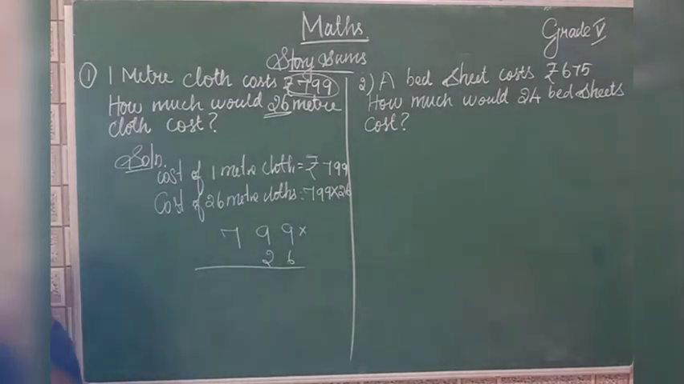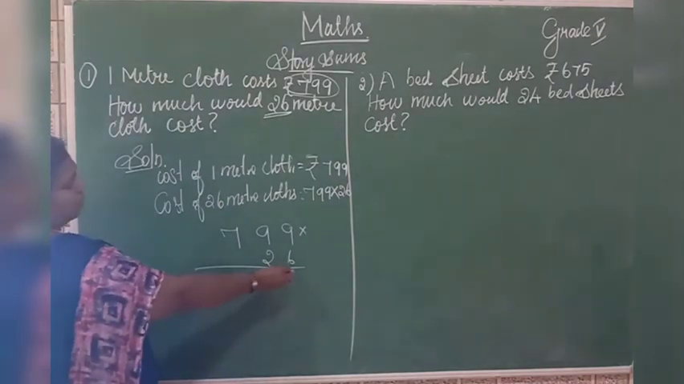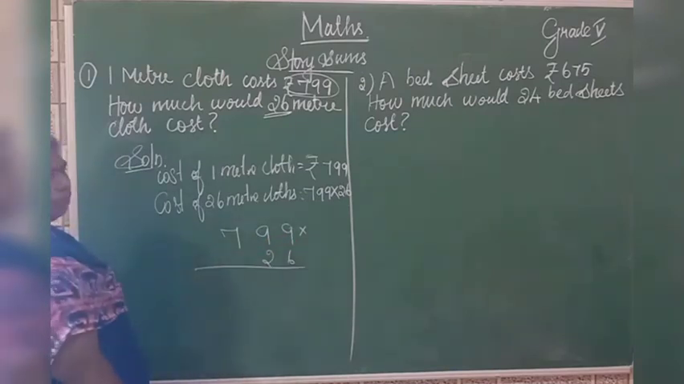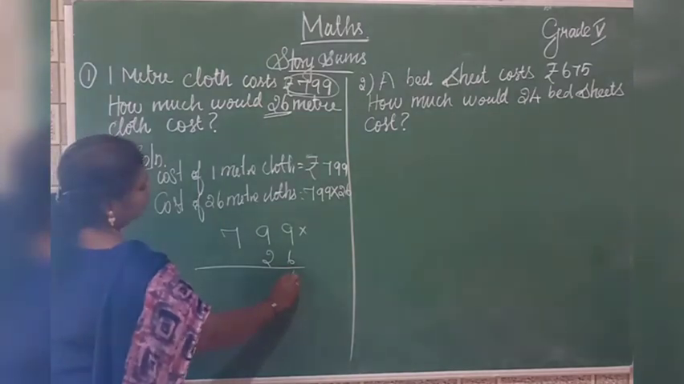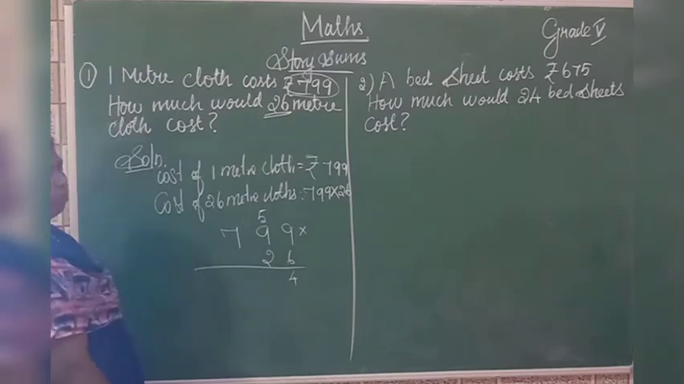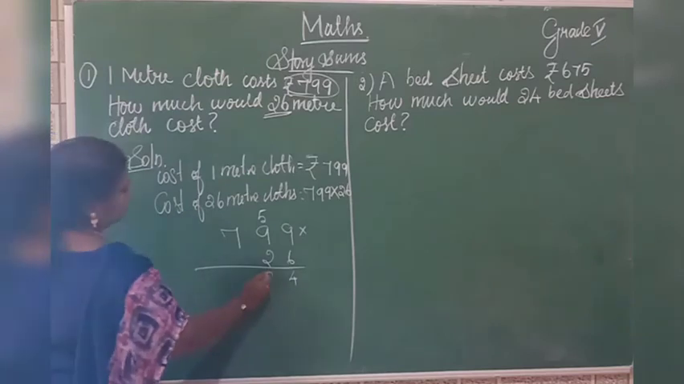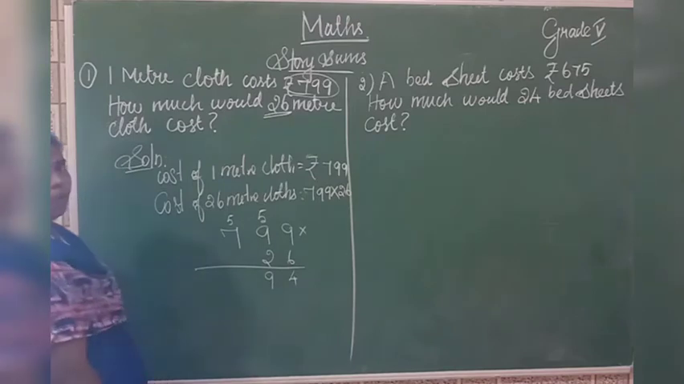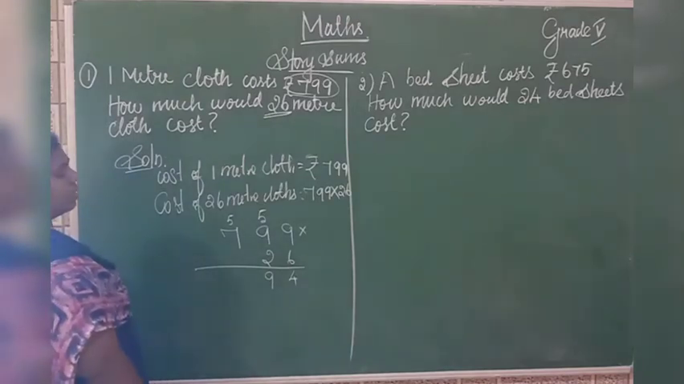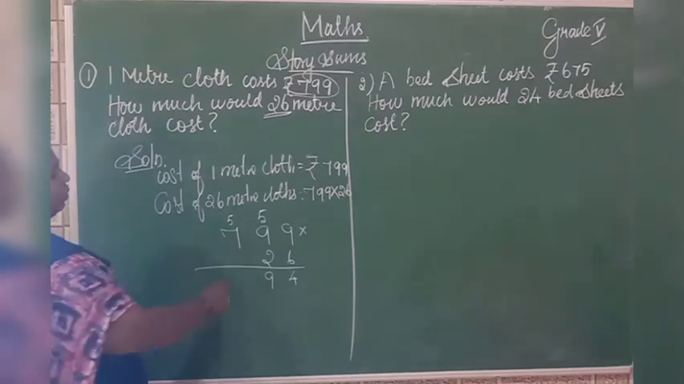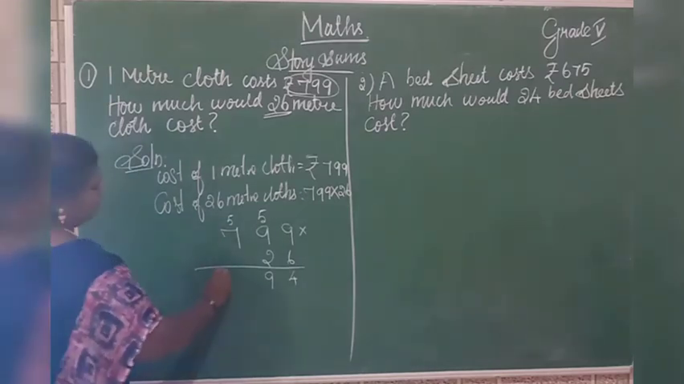Multiply. So which table are we going to use first? 6th table, isn't it? Yes, 6 times 9 are how much? 54, isn't it? Yes, 4 is here, then carry 5. Then again 6 times 9 are 54, plus 5, how much? 59. Yes, 59, 5 carry. Then again 6 times 7 are 42, plus 5, how much? 47.